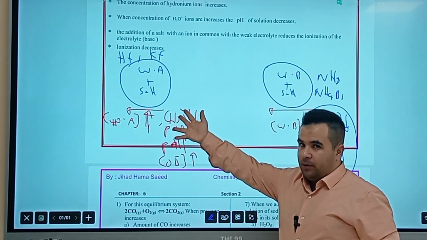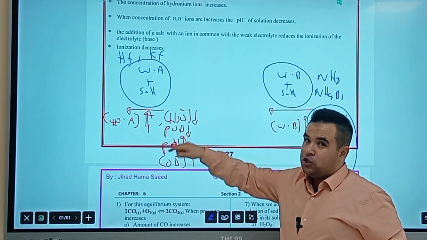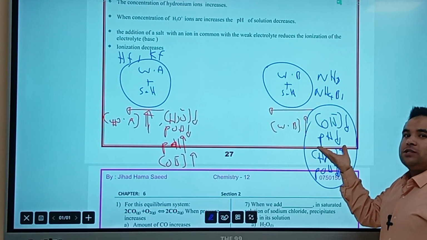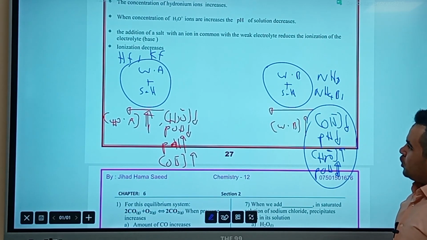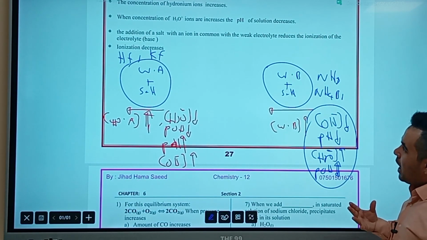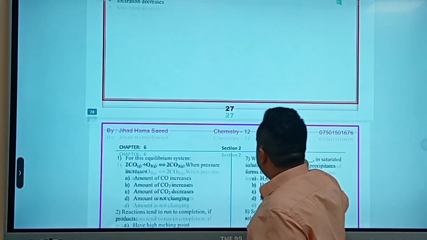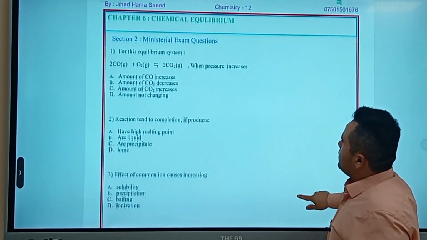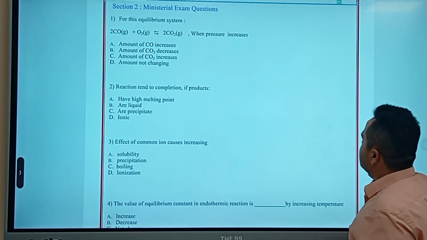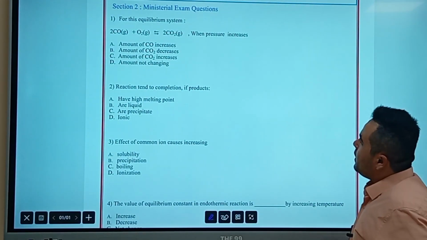Why? Here hydronium reduces, but the pH increases. Here hydroxide reduces, but the pOH increases. That's how we can answer these types of questions in this part. Let us solve some ministerial exam questions, guys, in this section.